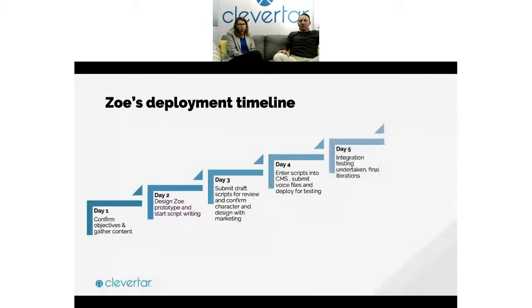Day 5, we did some integration testing with the SA Health team to make sure that Zolly was functioning correctly on their website and was going to operate in a way that was acceptable to users. And day 6, we deployed live to the SA Health website. So really quick turnaround and something we're really proud of.